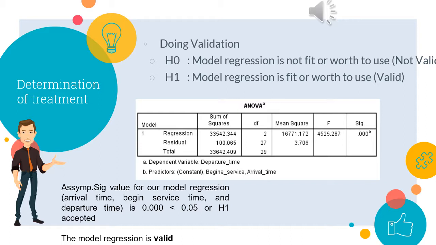After doing verification, we are going to do validation. We are using a statistical method such as ANOVA to find whether our model regression is fit or not. So we do validation using ANOVA, and we have a statistical assumption: H0, the model regression is not fit or not worth using.